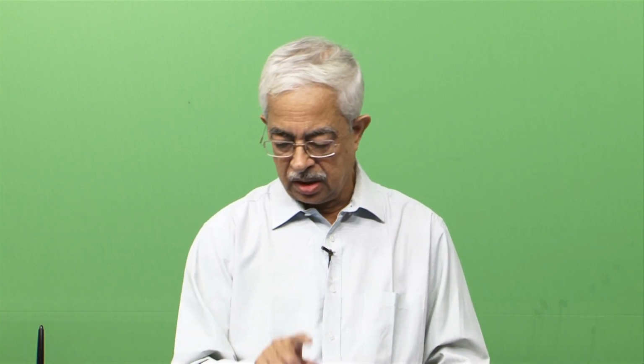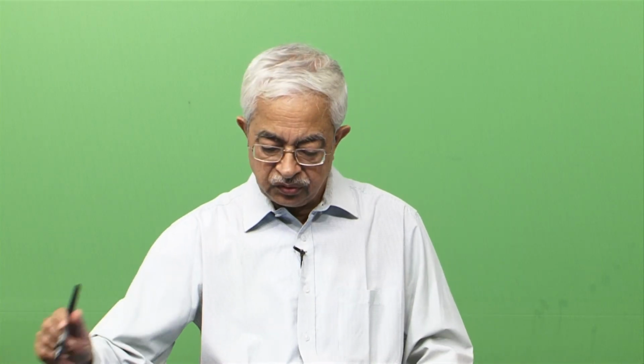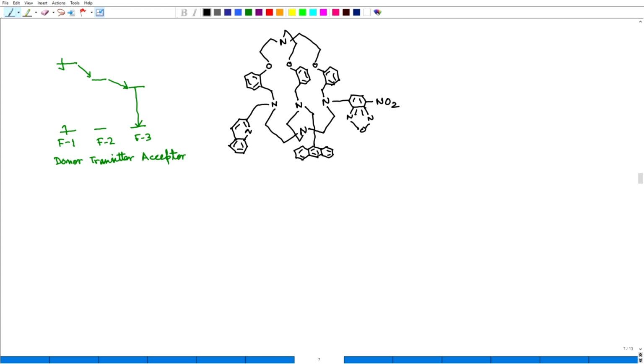Remember, all these things work only in solution phase. Solution phase at room temperature, fine, in solution. So, when I excite this one, one gets excited because energy is transferred from here. But when this one is excited, it transfers energy to here, and this one now emits. So, this one does not emit, this one does not emit, only this one emits around 600 nanometer.